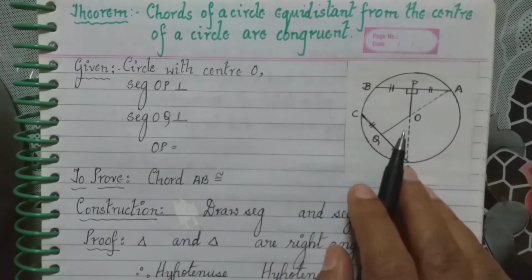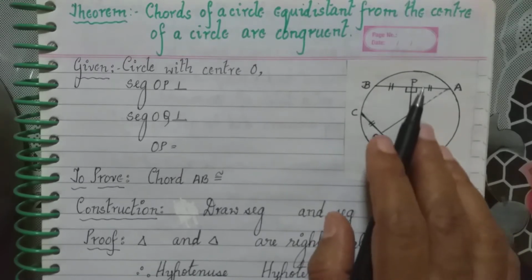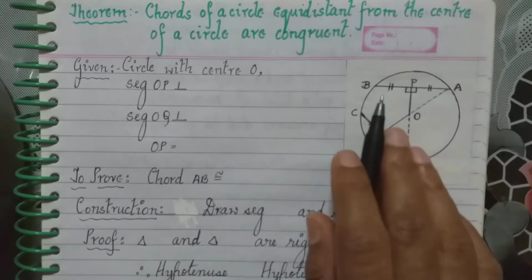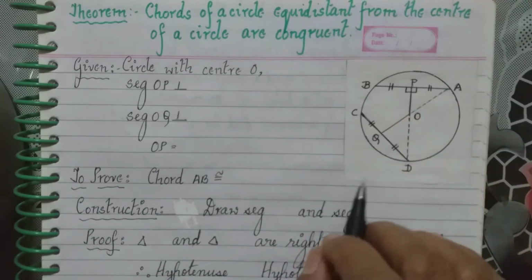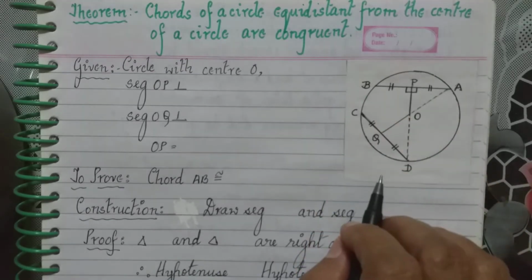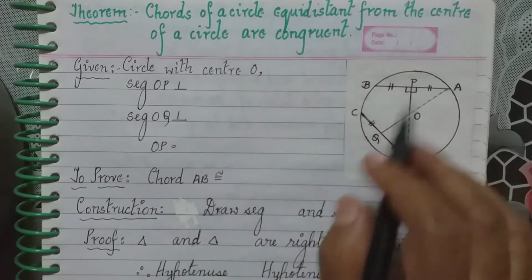What have we to do here? We have to prove that if they are equidistant from the center, then the chords are congruent to each other. That is, chord AB is congruent to chord CD. Okay, so let us see how we start.